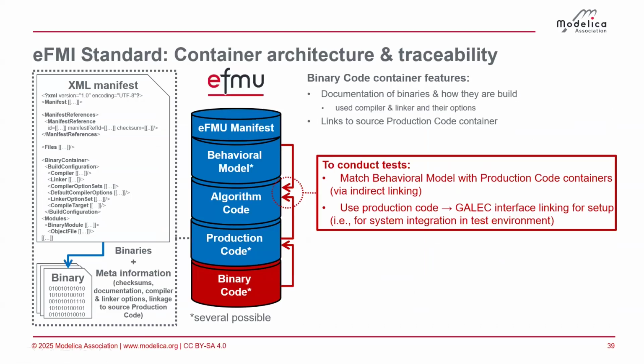And now comes the interesting point. When we look back at testing and system integration, how does it go? So we have some behavior model and we have some production code. We want to test them. They both link to the algorithm code. And now we can see the connection, how to system integrate, how to instantiate this production code or binary code to test with this behavior model container. And then we can conduct this. So we match behavior model with production code containers via the indirect linking, and then use production code algorithm code interface linking for the system integration and testing.